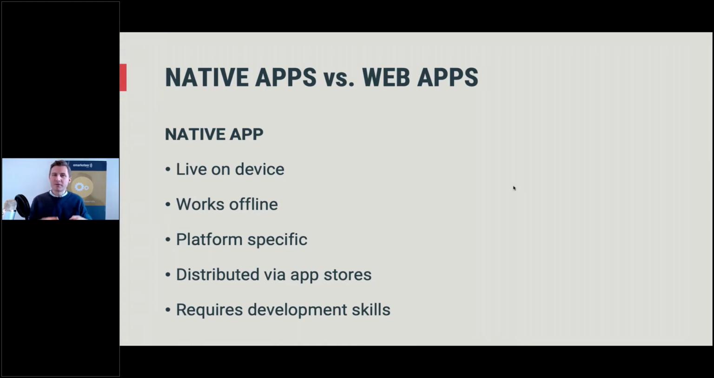It's platform specific, meaning that the app developer will have to build one app for iPhone and one app for Android phones and so on. And you have to go through the app stores, right? So in order to get your app onto people's phones, you have to get it through the app store, which means approval processes and some admin work there. And of course, it requires development skills.